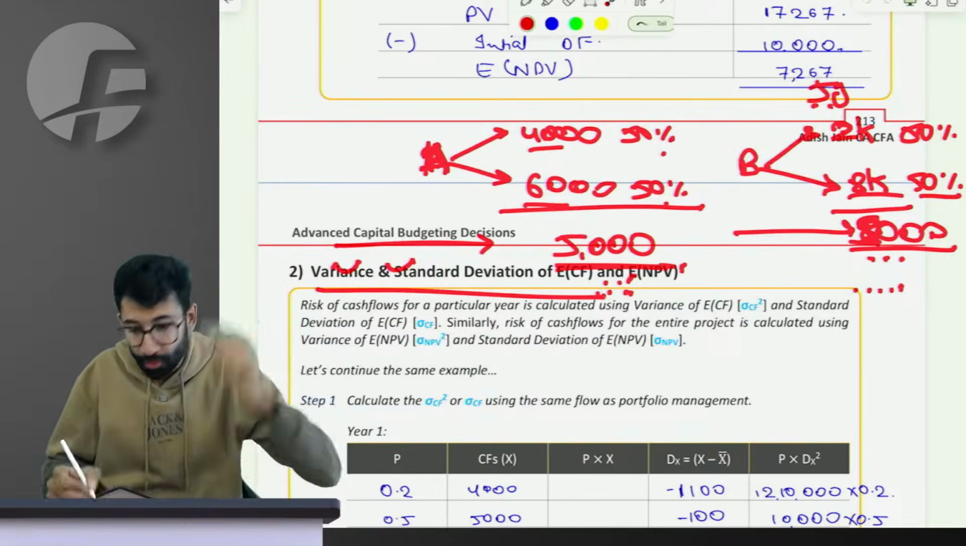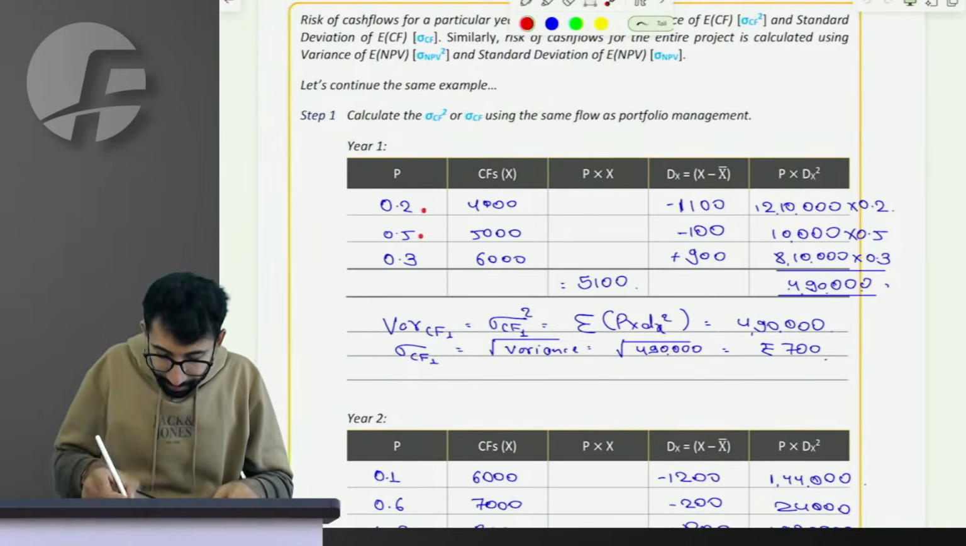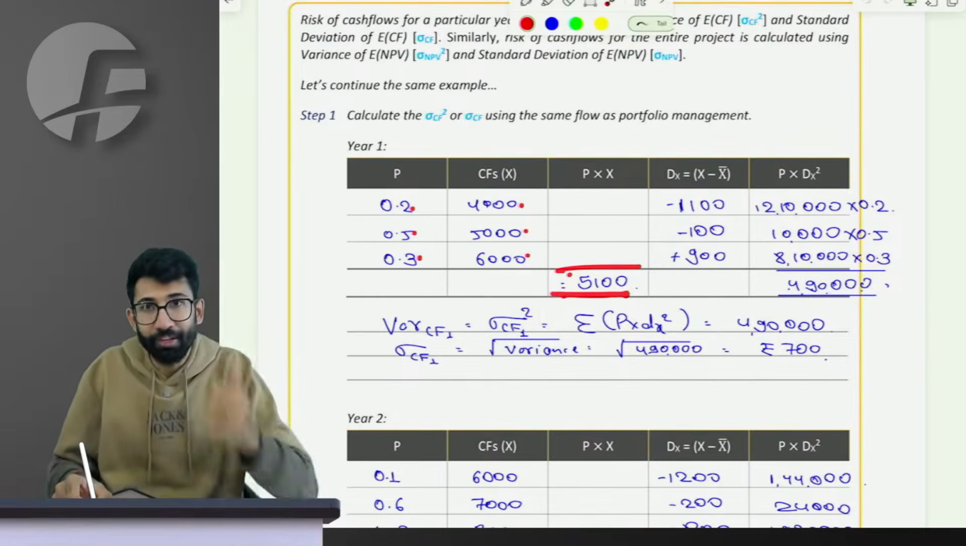Deviation of the cash flows. Sir, for year 1, let us talk. Sir, for year 1, these are the possible cash flows. Right, the probability and the possible cash flow. The expected cash flow I knew is 5,100.